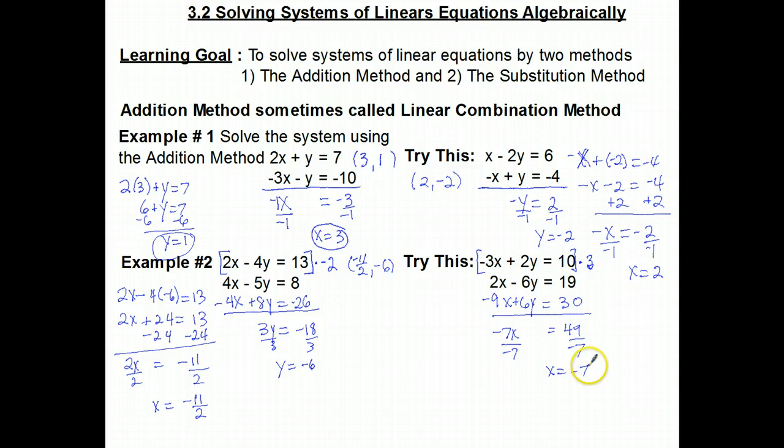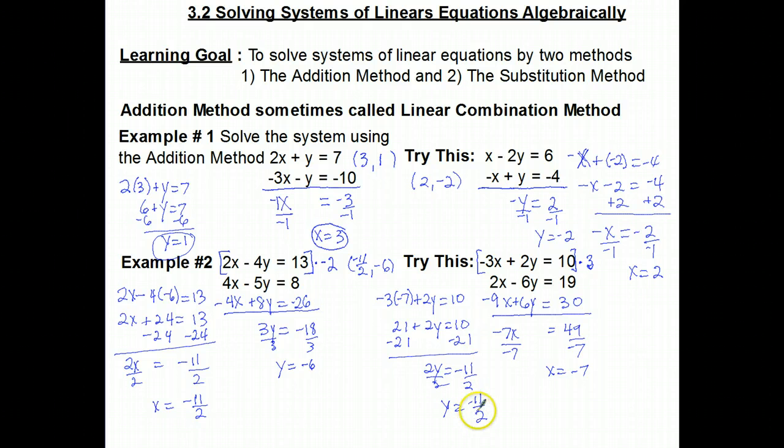We take negative 7 and we plug it into either equation up here, and let's just pick the top one. It looks good. Negative 3 times negative 7 plus 2y equals 10. Negative times negative is positive, 7 times 3, 21, plus 2y equals 10. Subtract 21 from both sides. 2y is equal to negative 11. And divide by 2, y is equal to negative 11 halves.